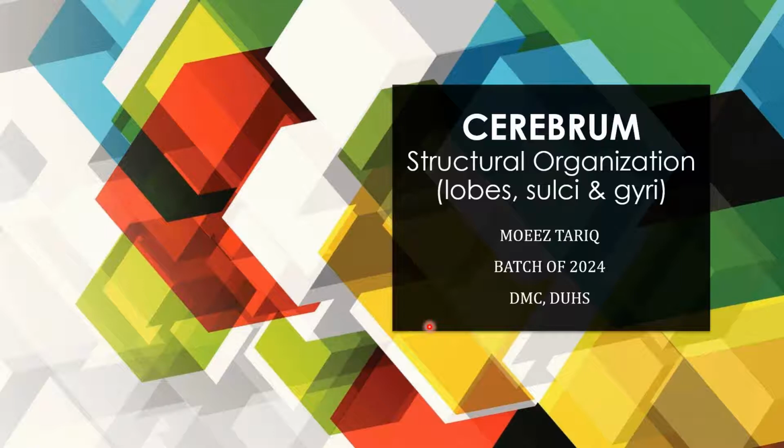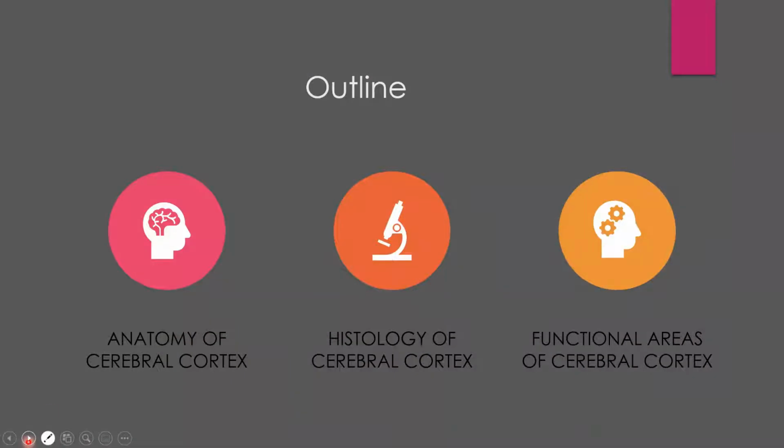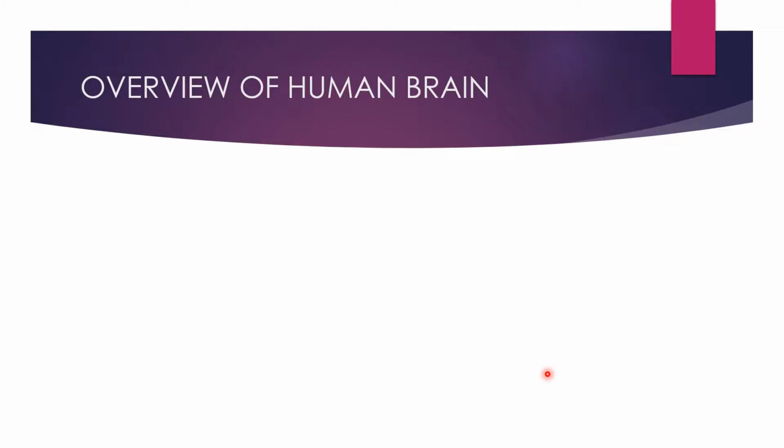This is a very important topic, and if you are pursuing neurology or neurosurgery in the future, then this is the main topic for you to think about. So our discussion for cerebrum will be divided into three phases: to discuss the anatomy of the cerebral cortex first, then the histology of the cerebral cortex, and then the functional areas of the cerebral cortex.